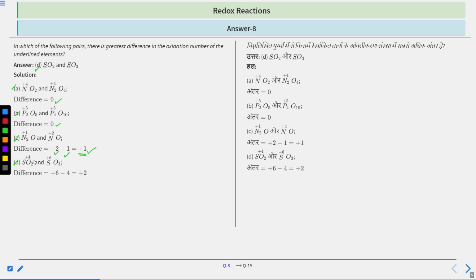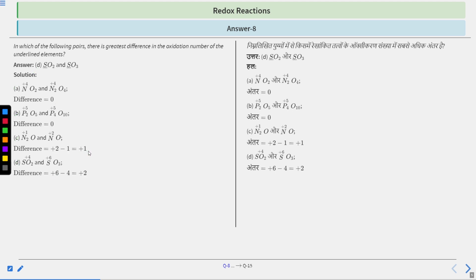In SO2, the underlined element is sulfur having +4 oxidation state, and in SO3, the underlined element is sulfur having oxidation state +6. Here also you can see that the oxidation states are different. So the difference in oxidation state is 6 minus 4, which equals +2. So from the given options, option D, SO2 and SO3, has the greatest difference in oxidation number. That is +2, and thus option D is the correct answer.